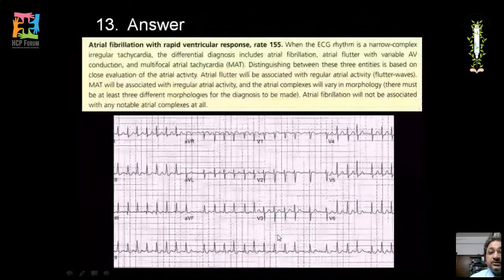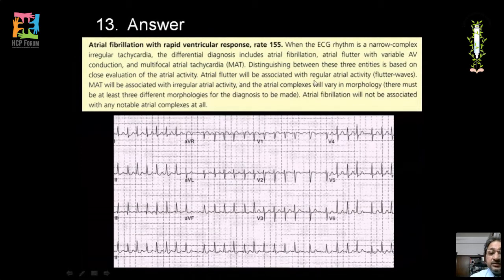Narrow complex irregular tachycardia: atrial fibrillation, atrial flutter with a variable AV conduction, and a multifocal atrial tachycardia. So again, we have to go for a close evaluation of the atrial activity. Atrial flutter will be associated with a regular atrial activity, that is the flutter waves. In case of multifocal atrial tachycardia, there will be irregular atrial activity with atrial complexes of varying morphology.